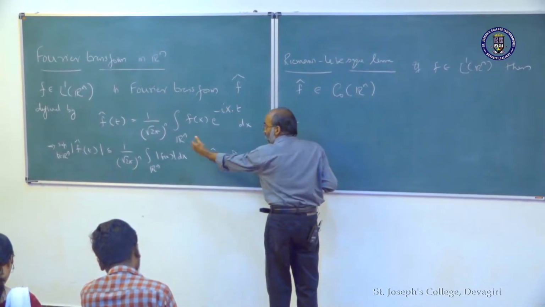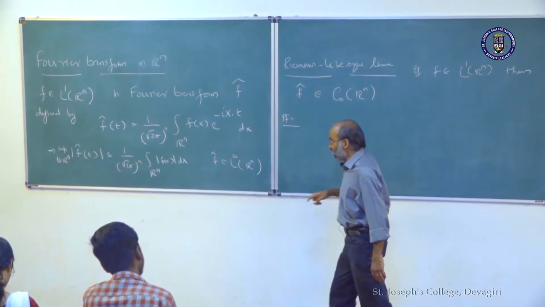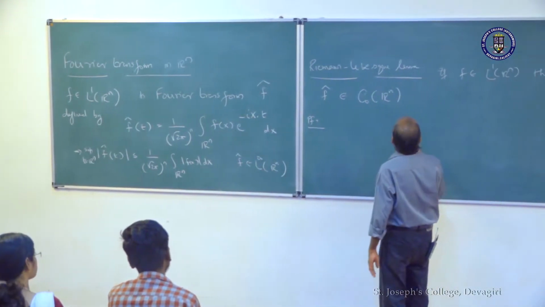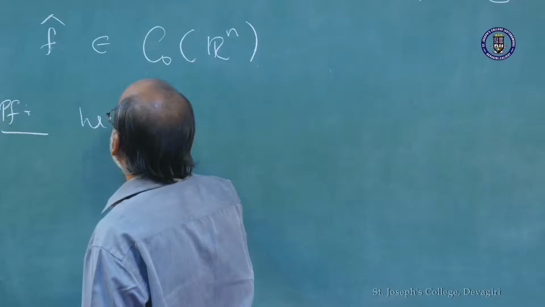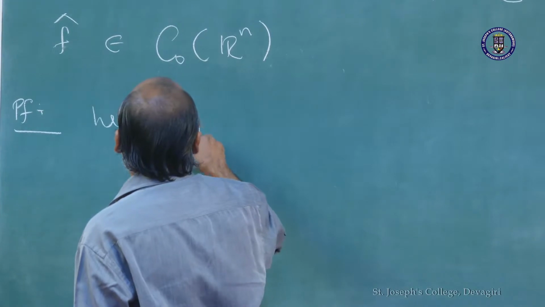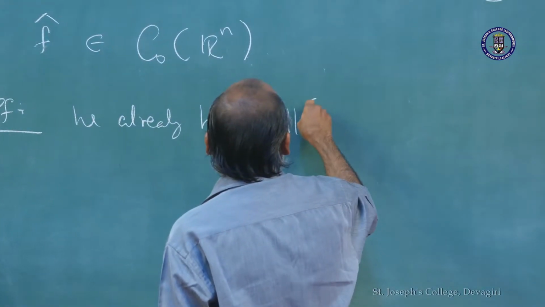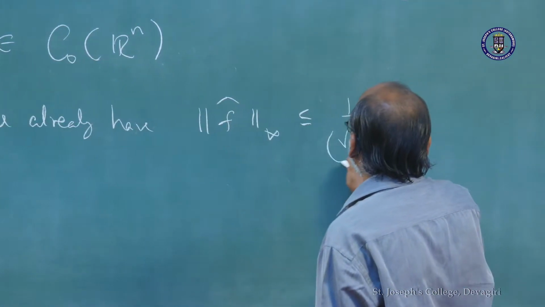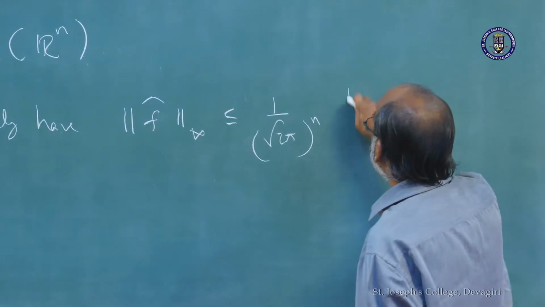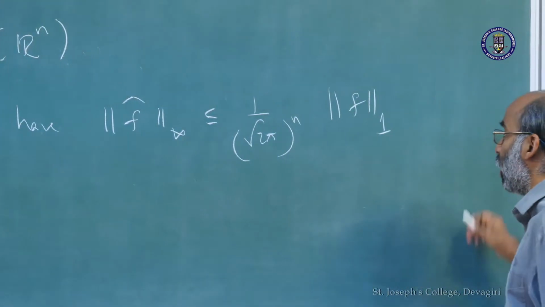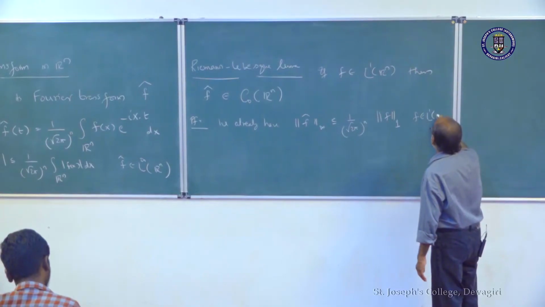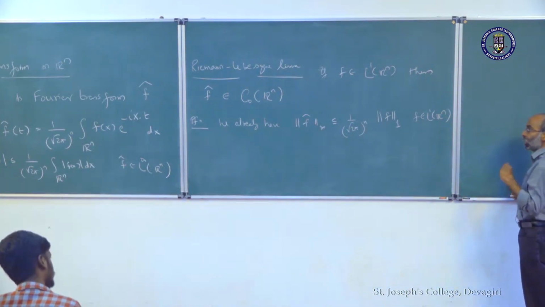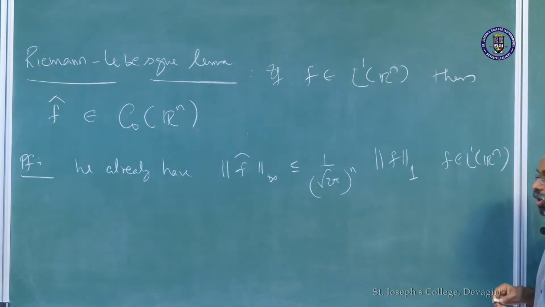You can use the property here that we have the L infinity norm of f hat bounded by the L1 norm of f. So, notice that from here we already have, let me write that down, the L infinity norm of f hat is less than or equal to that constant, root 2 pi to the n, times the L1 norm. Sometimes I may miss the constant. We have this for all functions in L1 of Rn. So, as a linear operator, the Fourier transform is bounded from L1 to L infinity, that we already have.